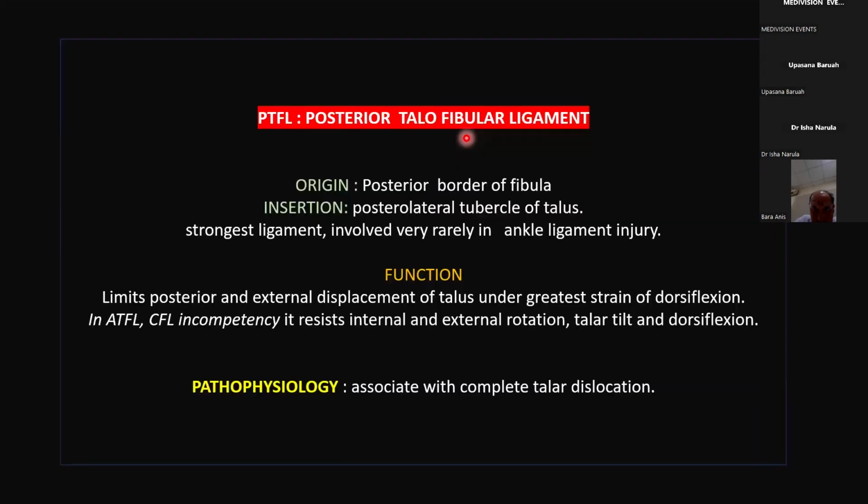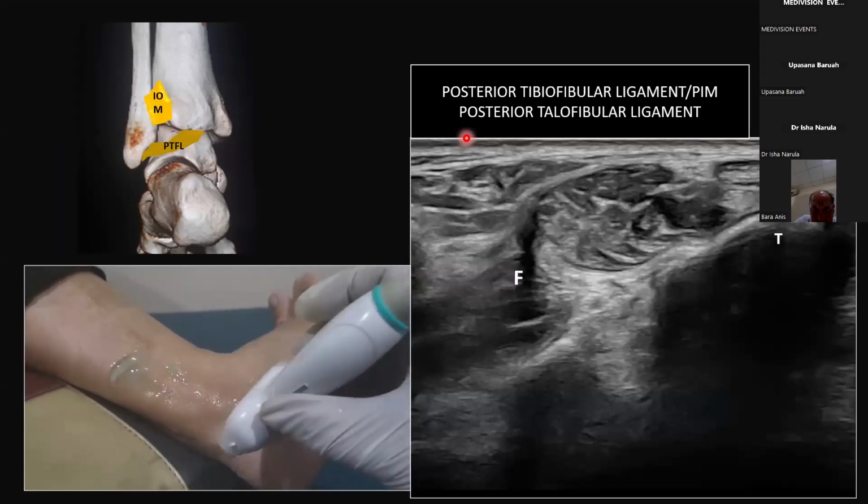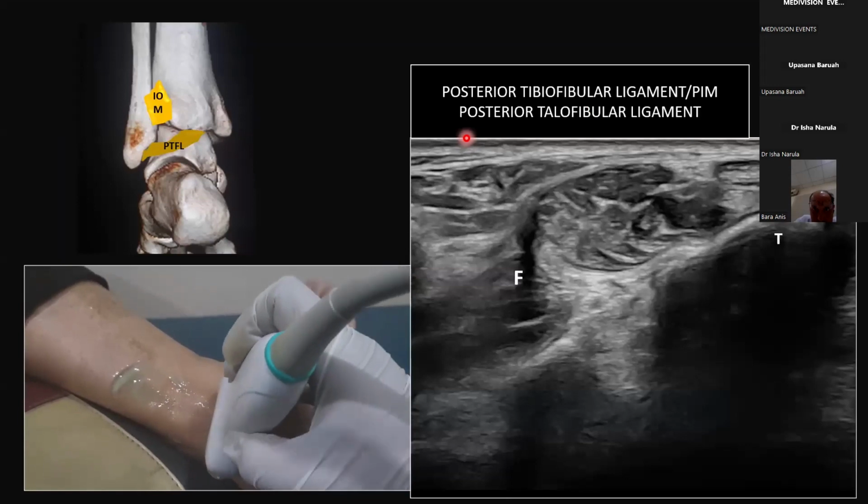Then we go for the posterior talofibular ligament. This is the strongest ligament and very rarely involved and associated with complete talar dissociation. It passes from the posterior border of the fibula to the posterolateral tubercle of the talus. So we put our probe, the proximal end, at the posterior part of the lateral malleolus.